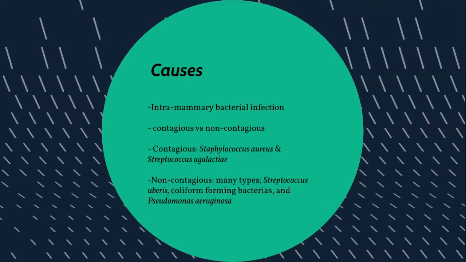Bacteria is what causes mastitis. It's contagious. There are two different types, contagious versus non-contagious, and it is contracted by bacteria that lives on the skin and udder, that then eventually colonizes the teat canal.